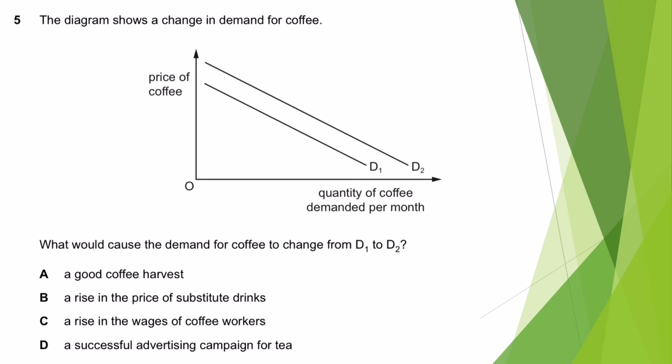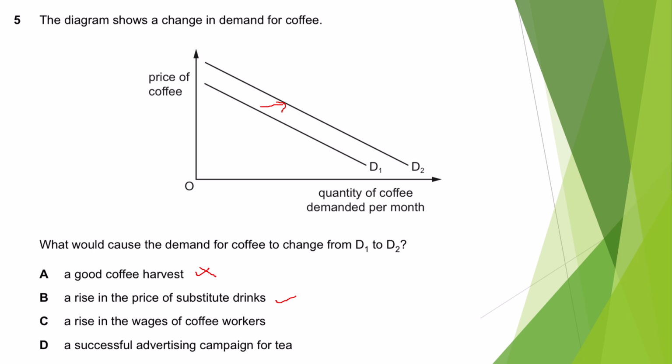Number 6: the diagram shows a change in demand for coffee. We can clearly see that the demand is going rightward. So a good coffee harvest, or a rise in the price of a substitute drink. Yes, might be, because supply का concept है. This could be because if the price of a substitute increases, people are going to demand coffee rather than tea, if tea is the substitute for that.